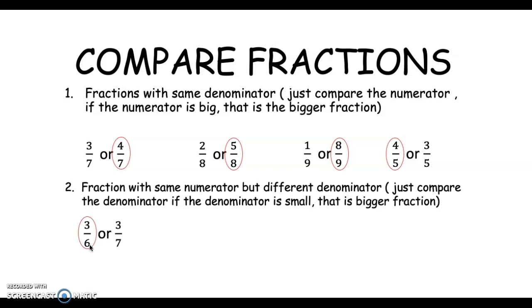So here the bigger fraction is 3/6. Now look at this one. The numerators are the same, the denominators are different. So look for the smaller denominator. The smaller denominator is this one. So that will be the bigger fraction. Now look at this one. The numerators are the same. When the numerators are the same, look for the smaller denominator. Which one is smaller? 8, right? So that will be the bigger fraction.